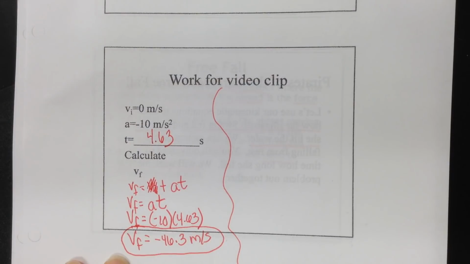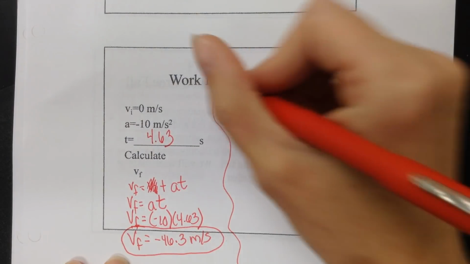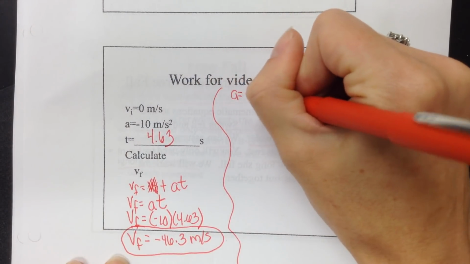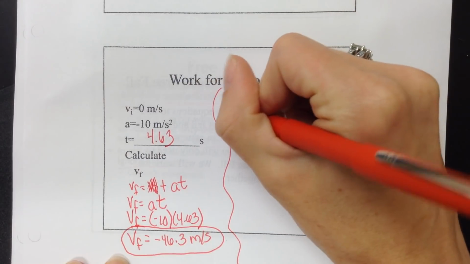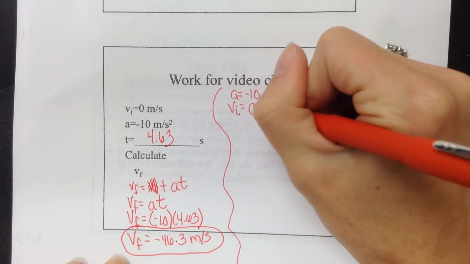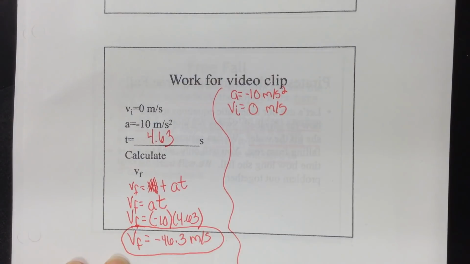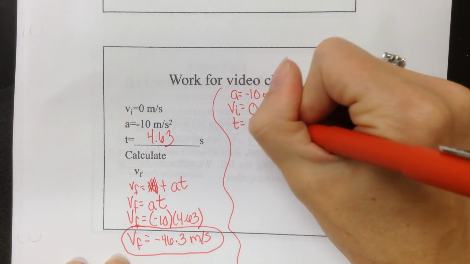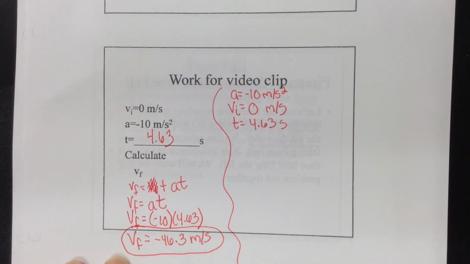All right, the next thing we want to figure out is how far did she fall? Let's write some knowns down. She's still in free fall, so the acceleration is negative 10 meters per second squared. She's still starting from rest, so her initial velocity is 0 meters per second. We still have our time value of 4.63 seconds.